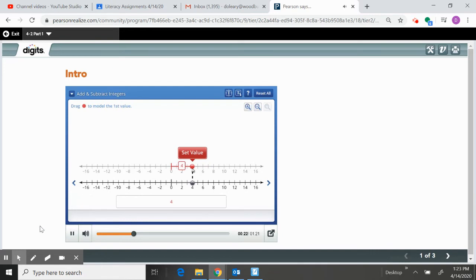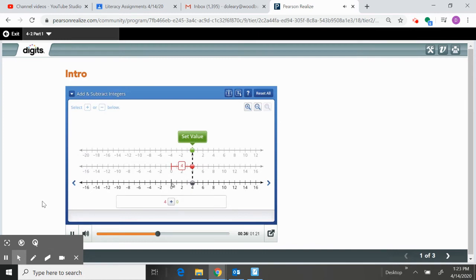Notice that the numerical value you are modeling is displayed on the red strip, as well as in the expression display below. When the red point is in place, press the Set Value button. Select the operation that you want to model. Then, model the second value by dragging the green point along its guiding number line to the value you want. The numerical value you are modeling is displayed on the green strip, and the expression display below shows the expression that you are building. When the green point is in place, press the Set Value button.